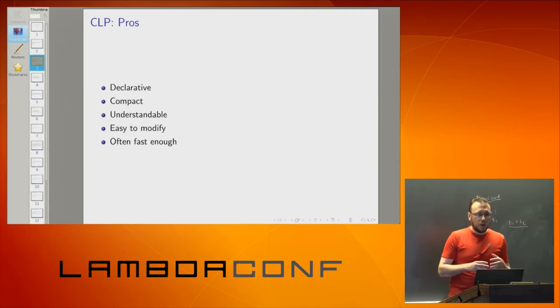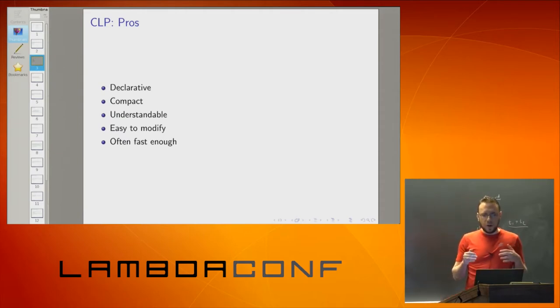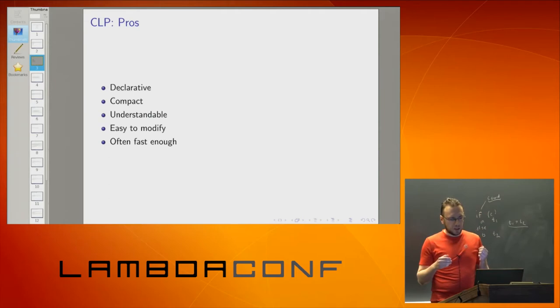What are the pros of constraint logic programming? Constraint logic programming is declarative. You only specify your constraints, maybe some hints how to solve it, but you don't specify the exact algorithm. It's done behind the scenes by the system. Programs are usually compact, at least more compact than an imperative implementation of the solution for the same task.